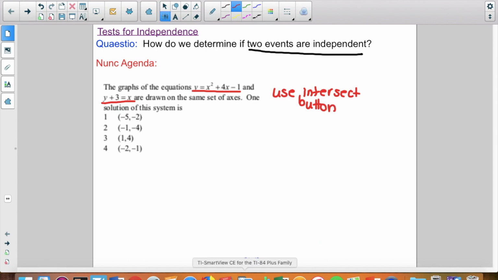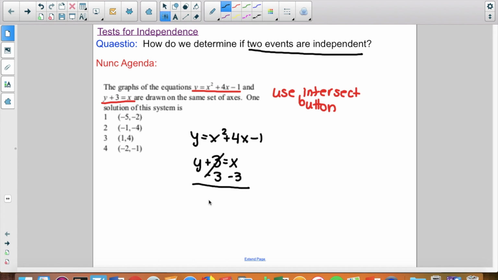Okay, so for that I'm going to open up the calculator. While it's opening up, I'm just going to rewrite our two equations. The first one is y equals x squared plus 4x minus 1. The second one was y plus 3 equals x. Now there's a problem with this second one. You would not be able to type this in the calculator because it's not in y equals form. So what we have to do is subtract 3 on both sides in order to get y by itself. And we get y equals x minus 3.